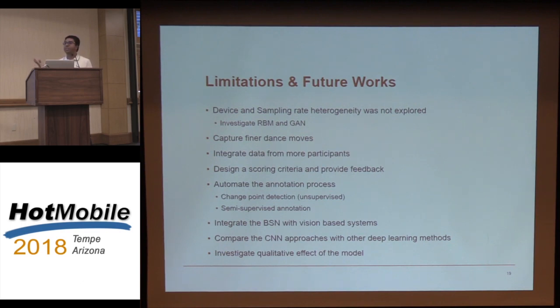Maybe a semi-supervised or change point detection-based method might be helpful. Integrating the accelerometer-based system with the vision-based system might also be a good idea to try. We might also try other deep learning methods like LSTM or RNN. And at the end, our system needs to be helpful. It's not good enough to just come up with really sophisticated models if the users find it really confusing to use, so we need to evaluate that as well.